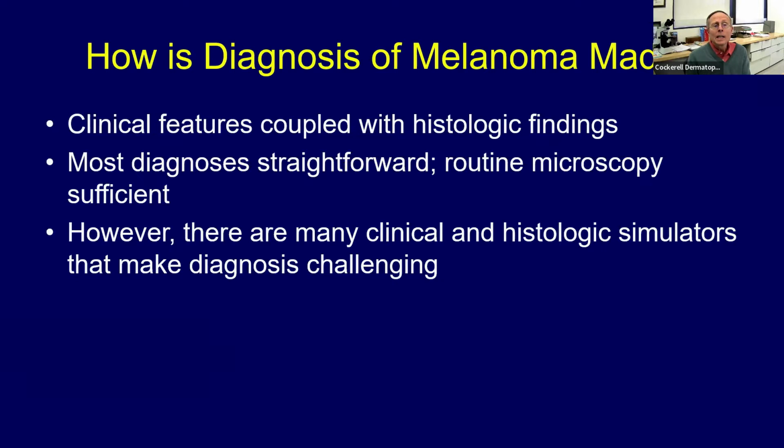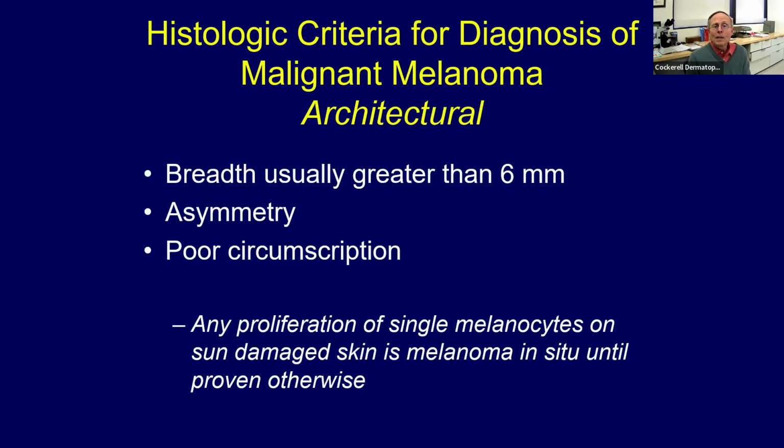Basically, we make the melanoma diagnosis mainly with clinical features coupled with the histologic features. Most of the time, it's pretty straightforward, but there can be problems. And these are the main criteria we use in a standard case.